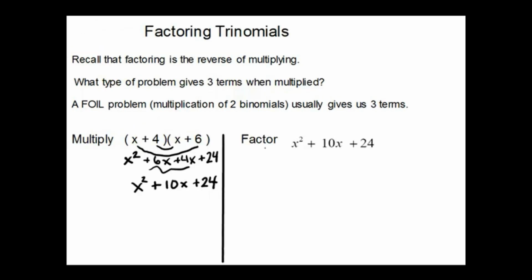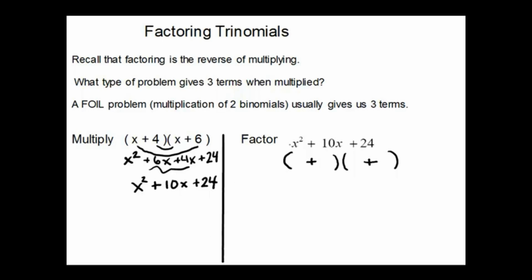Now we're asked to factor this trinomial, and let's see if we can go backwards to get the two binomials that it came from. So we know a trinomial comes from multiplying two binomials, so we should have two sets of parentheses. For right now, I'm going to give you signs, and these are both plus.